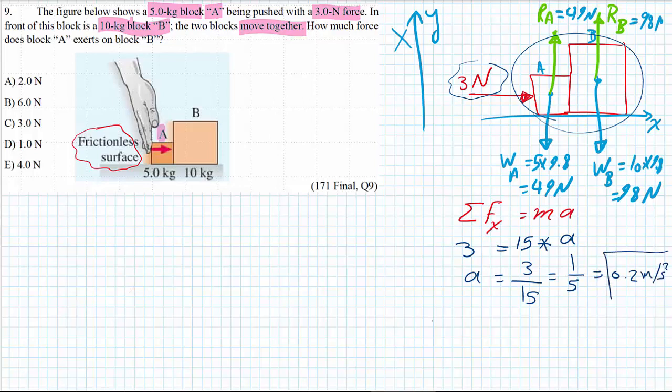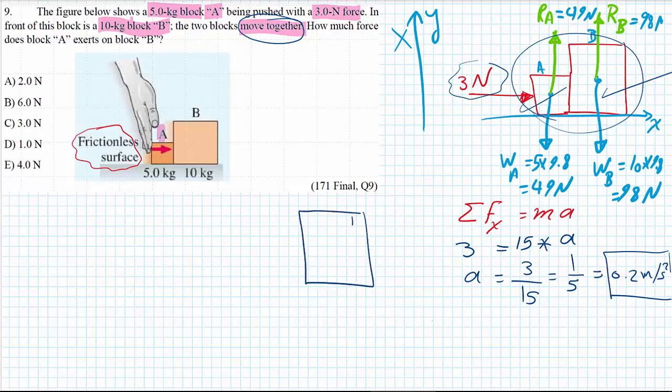So the first step is to find the acceleration of both objects. The acceleration, which is 0.2 meter per second square, is the acceleration of A and also the acceleration of B, because he said here they are moving together. So the second step is to draw a force diagram for any of the two objects. Let's try to draw the free body diagram for object B.